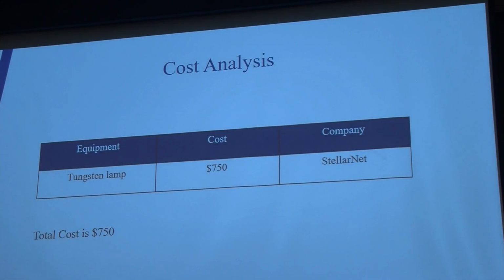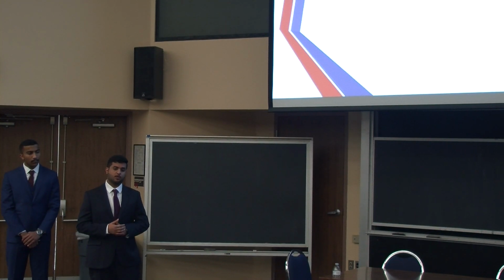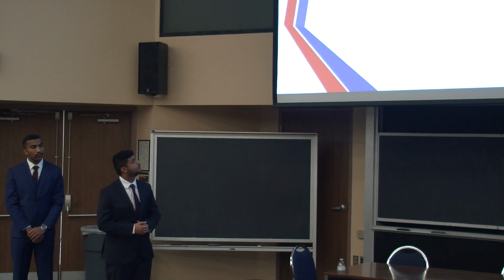Our budget for this project is $500, and we have one piece of equipment to buy, which is a tungsten lamp, and it costs $750. So we are over budget, unless we request an extension and get the $250, so we will be on budget.